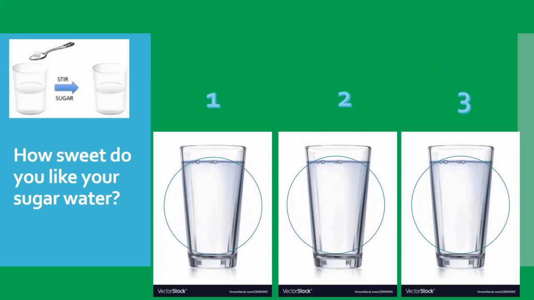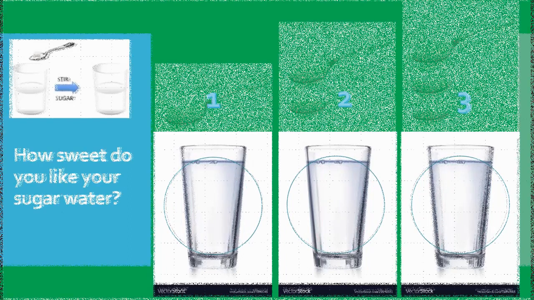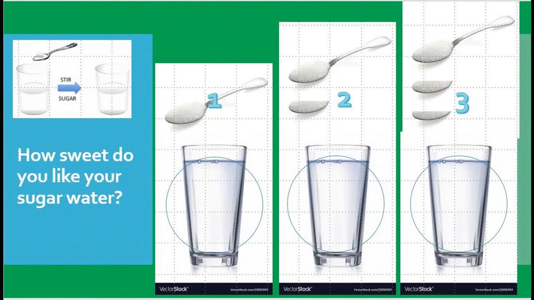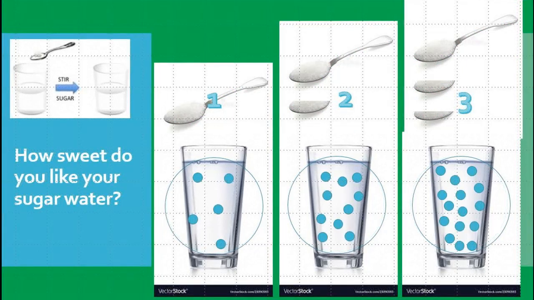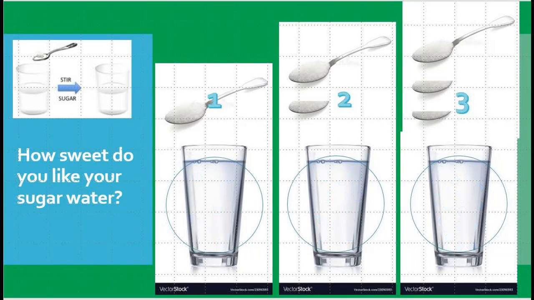Let's focus on looking at the particles. If you could see the particles, what I would like you to do, and you can do this on your worksheet, is draw what you think the particle distribution will look like in the 3 glasses of water. If I could see the sugar particles, I'm going to represent them as a number of circles. In glass 1, I've drawn 5. In glass 2, I've drawn 10, and in glass 3, I've drawn 15.